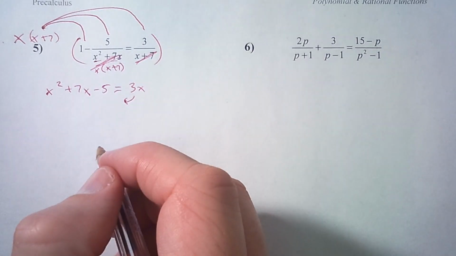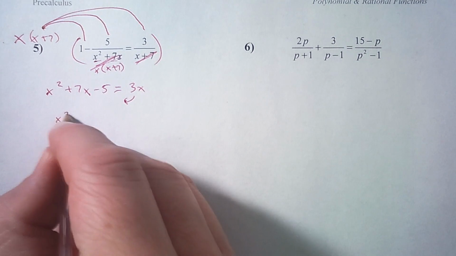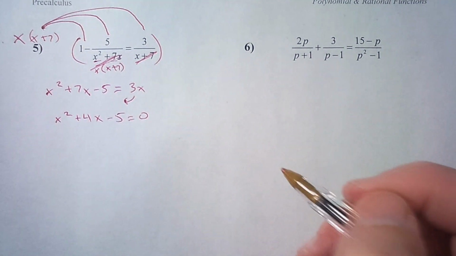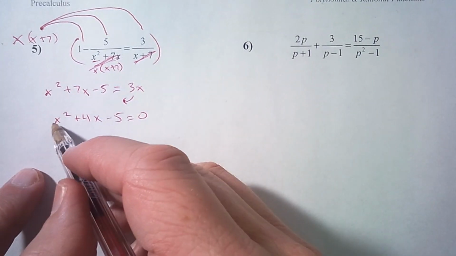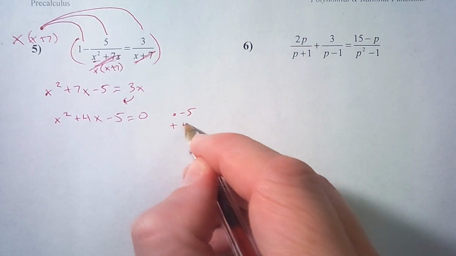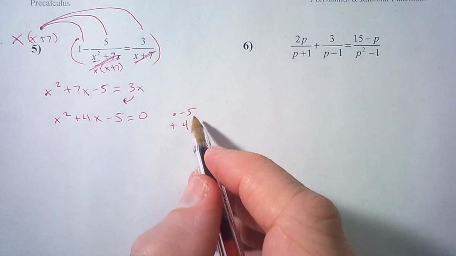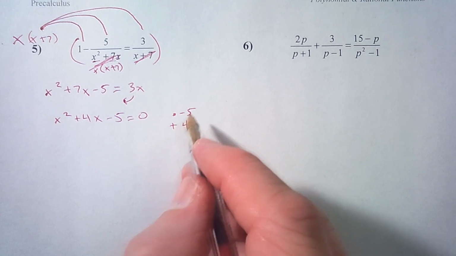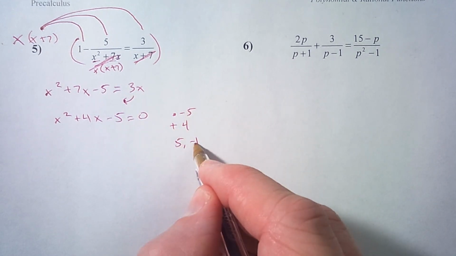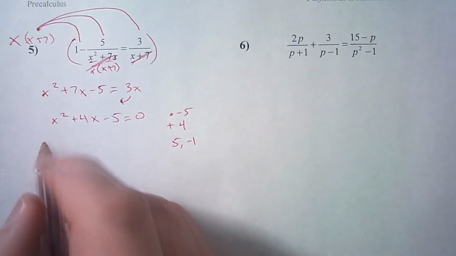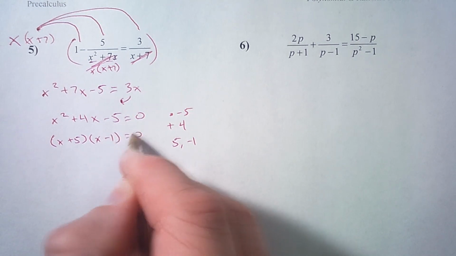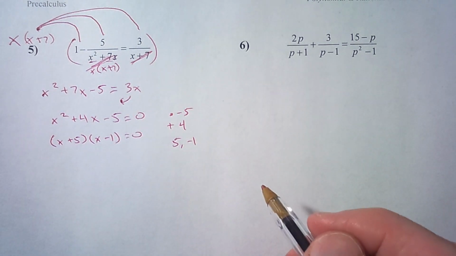Okay, so I'll move this 3x over, and I get x squared plus 4x minus 5 equals 0. I have a lead coefficient of 1 here, so I need numbers that multiply to negative 5 and add to 4. How about 5 times negative 1 is negative 5, and 5 plus negative 1 is 4. So my factored form is x plus 5 times x minus 1 equals 0.